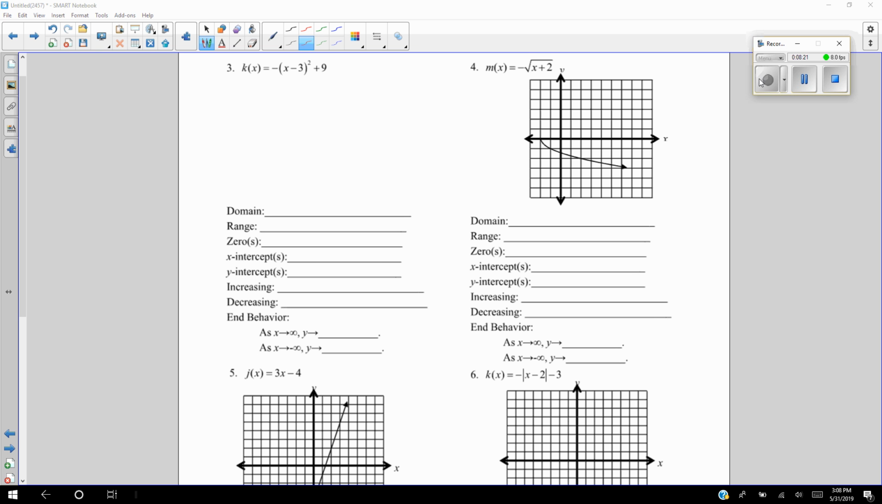I'm going to encourage you to pause about the 8.5 minute mark. I'm going to show the answers for 4 through 6. I don't have a graph for 3, so I won't do 3.